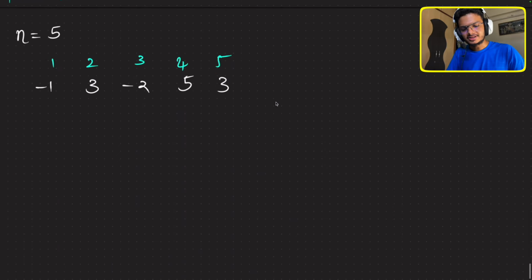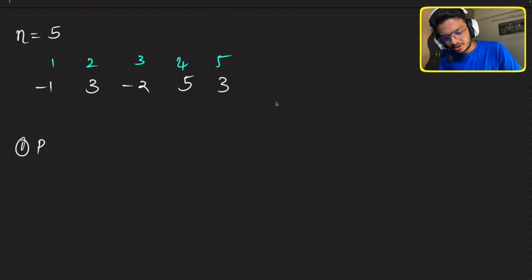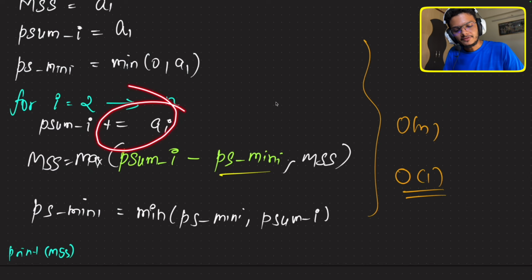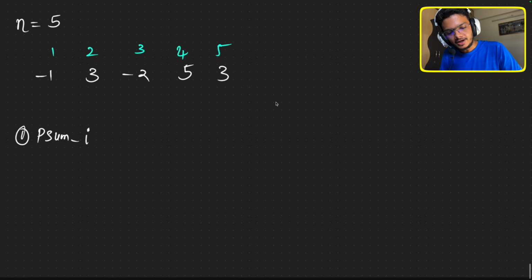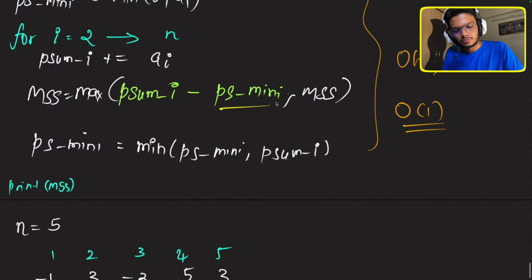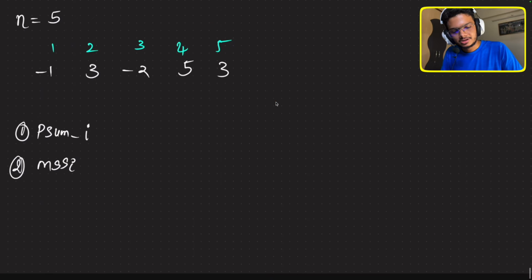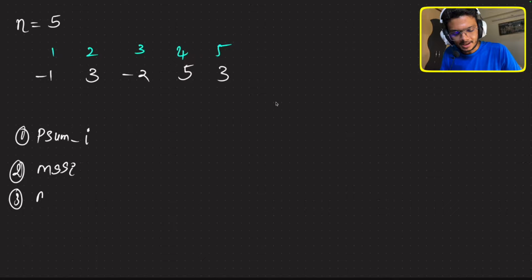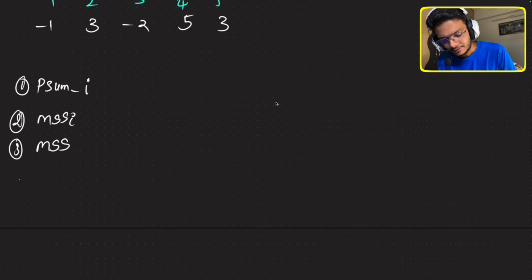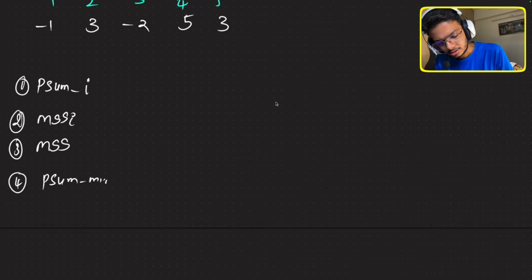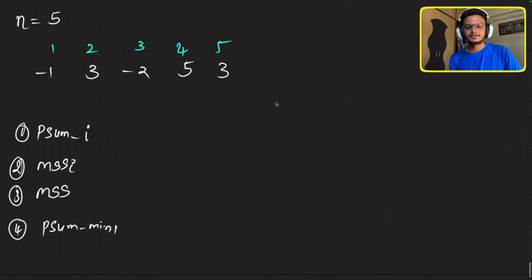So let's do a dry run on this example. Now what do we do at each step more concretely? First thing is we find out the prefix sum ending at index I, right? Then we find out the maximum subarray sum ending at index I, and then we update MSS, the global maximum subarray sum, and finally we update the minimum prefix sum, the p sum mini. So these are the 4 steps we take at each step.